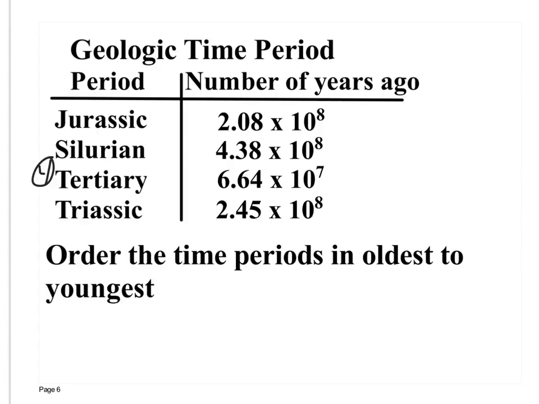And then if you have same exponents, like here's 8 and here's 8 and here's 8, then you just look at the factors, the numbers out in front. Is 2.08 bigger than 4.38? No, it's not. Is 4.38 bigger than 2.45? Yes, so Silurian is the oldest. It's got the biggest number. Then look, is 2.08 bigger than 2.45? No, so Triassic is the second oldest. That would leave your Jurassic as the third oldest and Tertiary as the youngest. Any questions how to do that?